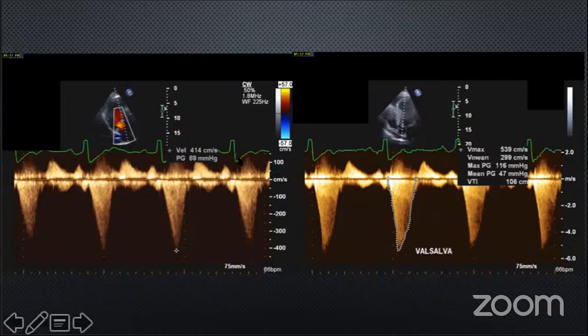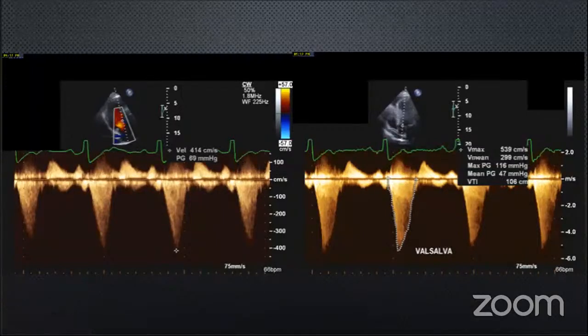Remember that the obstruction occurs because the anterior leaflet is moving forward in systole. So during systole, the ventricle has to get smaller because it is ejecting the blood out of it. It is also a hypertrophic left ventricle, so the walls of the left ventricle have to get together for the obstruction to occur. And this occurs later in systole. We call it dynamic obstruction.